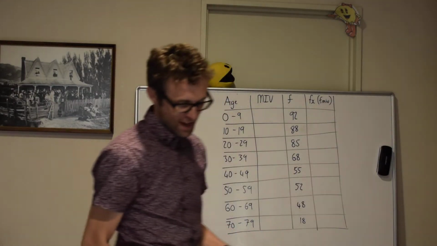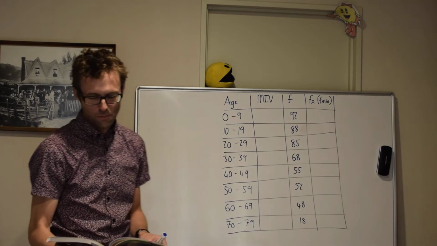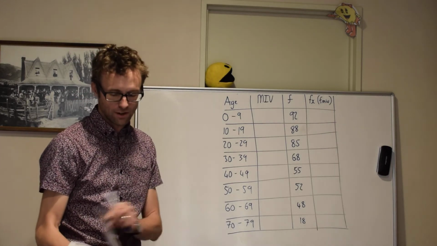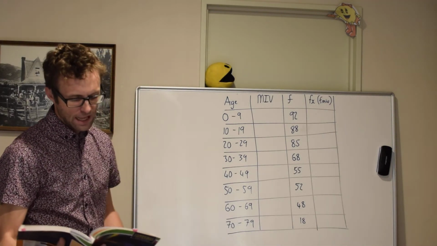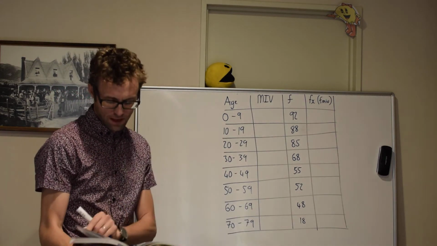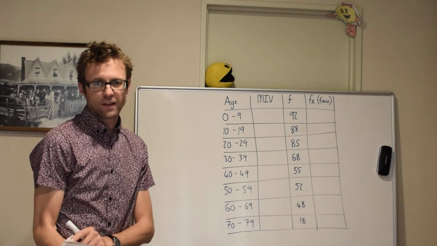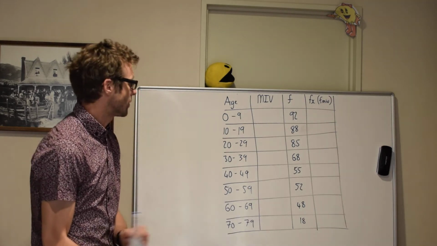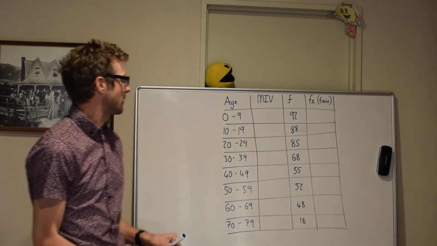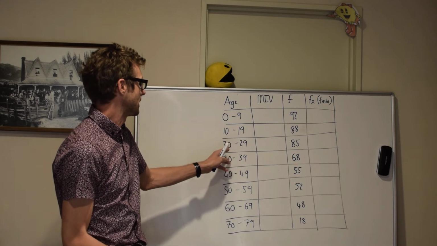Welcome back, Year 9s. So we're carrying on from our statistics chapter, chapter 6 of our Oxford textbook. We're looking at exercise 6F, and this is about doing means when you've got some grouped frequency data.